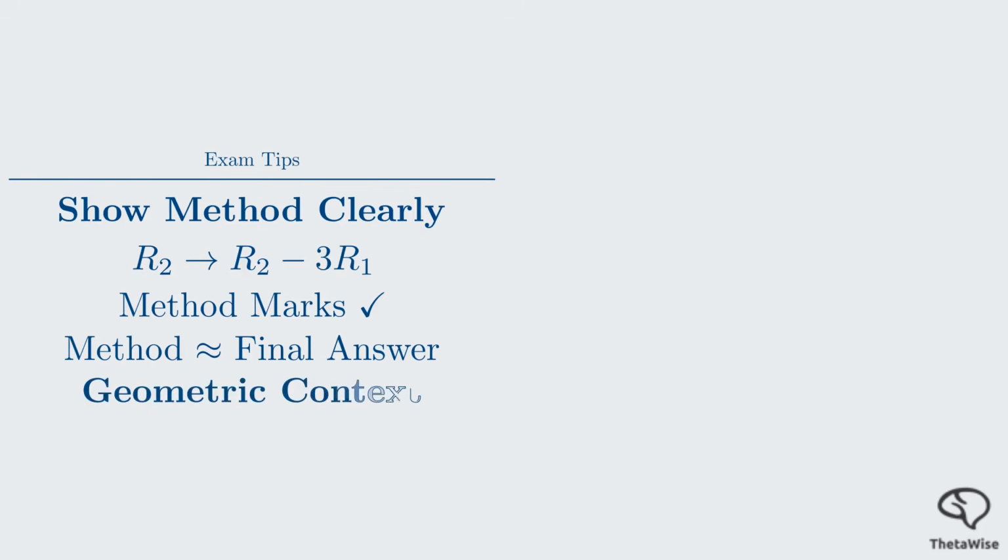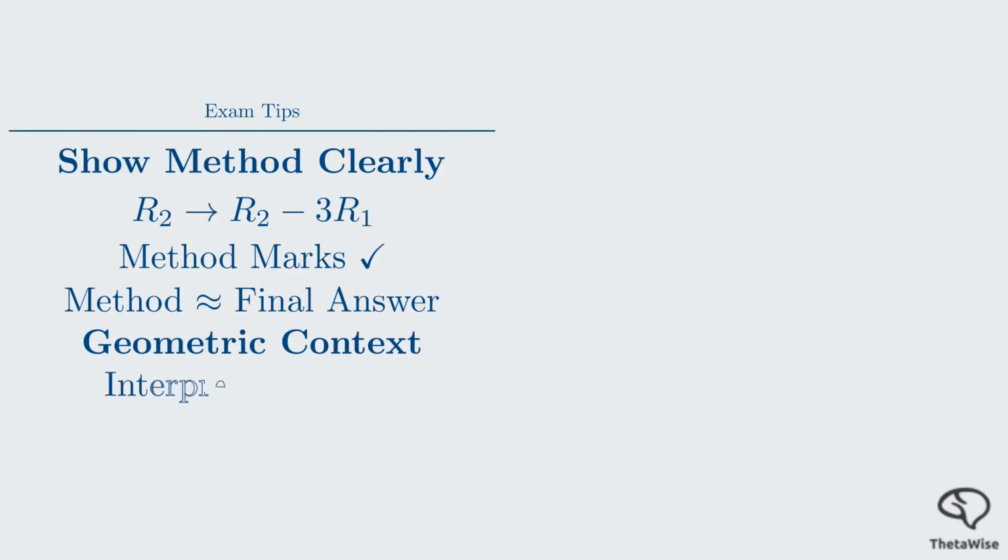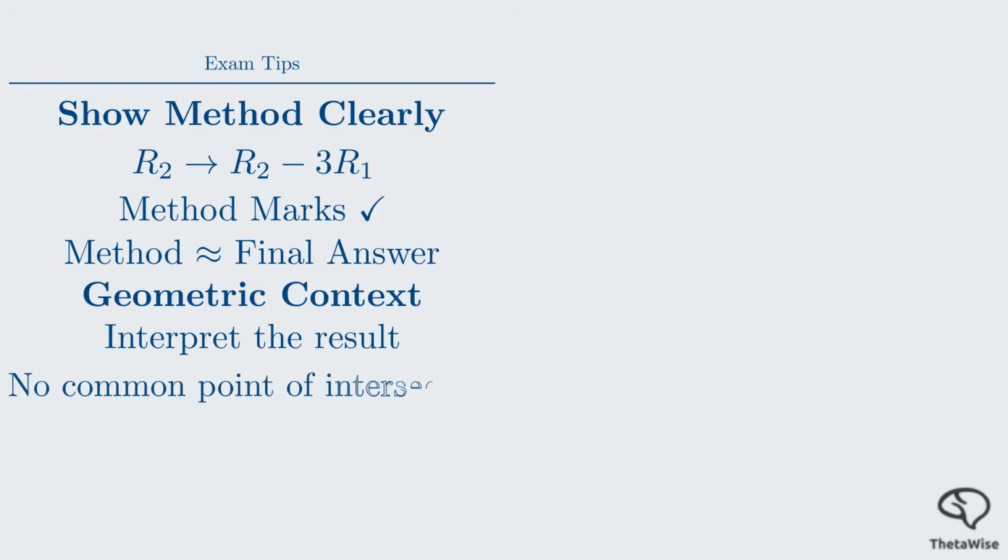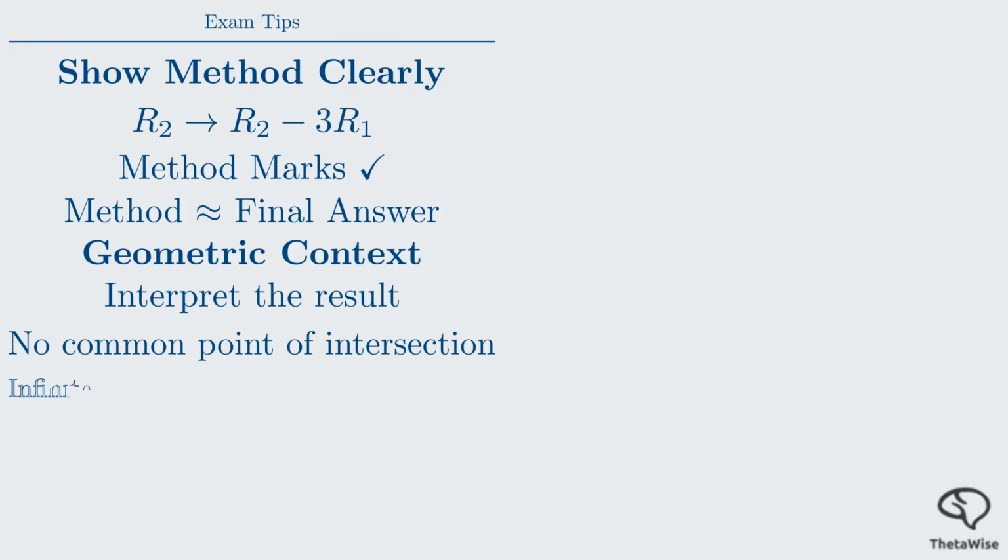Secondly, be prepared to describe the geometric relationship. If the question asks to interpret the result, don't just say no solution. Instead, state that the three planes have no common point of intersection. If there are infinite solutions, specify that the planes intersect along a line.